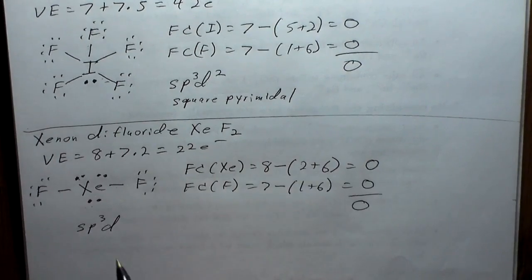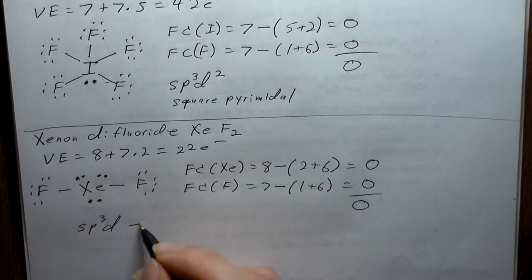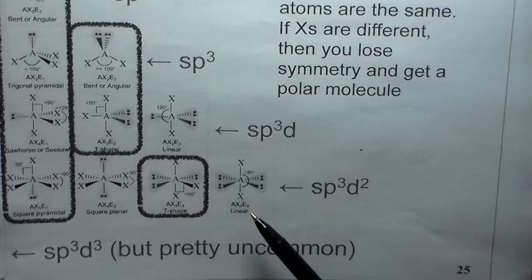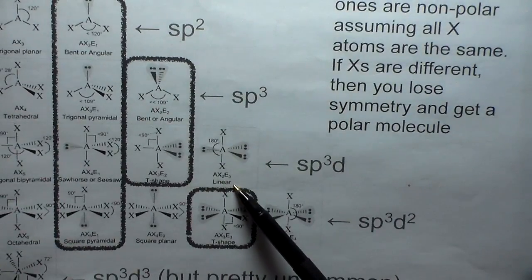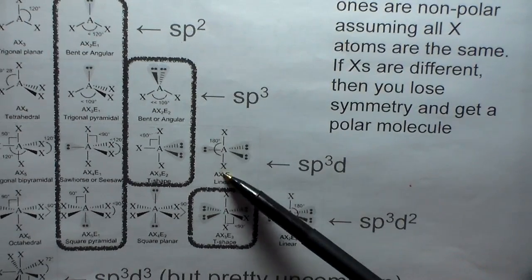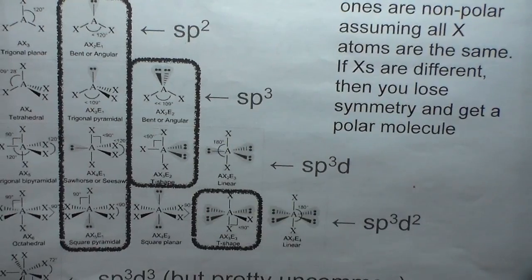And as for my shape, well, this is obviously going to be linear. And we can see right here, this is going to be this shape right here. So there's my sp3d, there's my 3 lone pairs around the equator, and my 2 fluorines would be above and below, separated by 180 degrees.